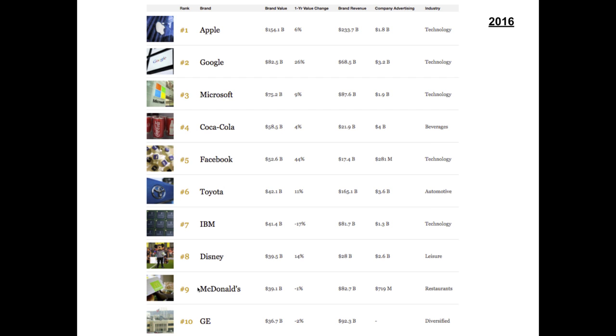So this is the data from 2016. Apple, a lot of you may have said that, Google, Microsoft. So there's your tech firms at the top. What I would urge you to pay attention to is brand value. Look at the difference between Apple and Google. It's pretty staggering to see that Apple has a brand value of 154 billion and the next in line is only at 82. That really shows you the power of Apple.